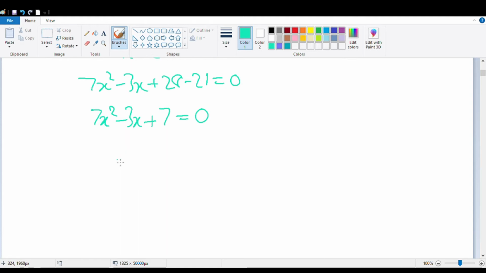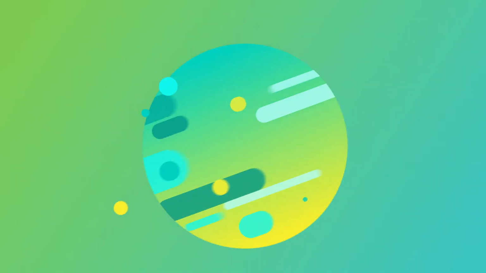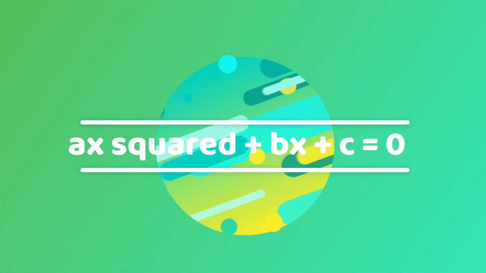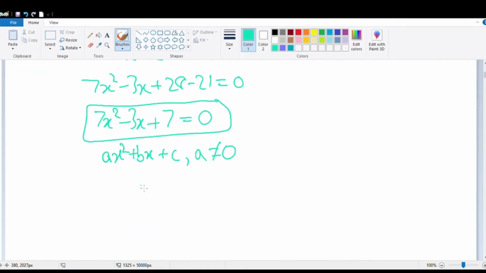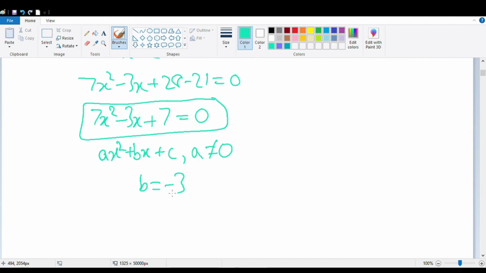And we're done here too. This is a quadratic equation in standard form, because it's in the form ax squared plus bx plus c, and a is not 0. But it's not pure because b is equal to negative 3, and b is not equal to 0.